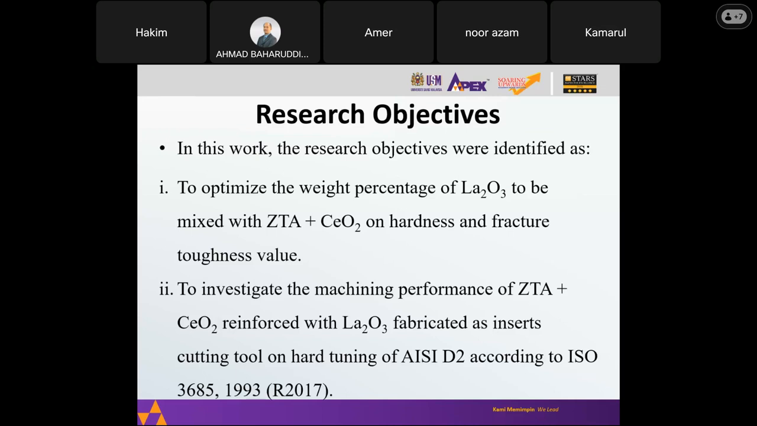on hard turning of the workpiece, not AISI D2, I forgot to change it. This is actually, I think, the workpiece 2379 tool steel, according to the ISO 3685 published in 1993. So the third one is actually to determine the optimum machining parameter for tool life. Okay, but I have not mentioned it here because the result is still pending.